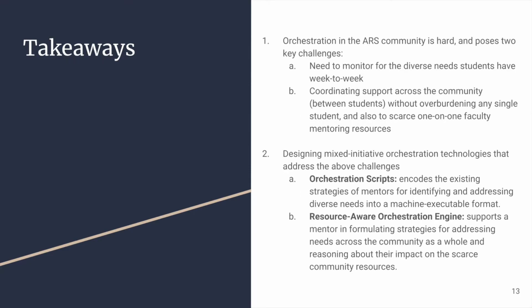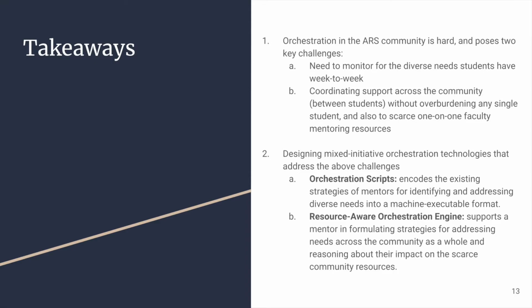And so the core takeaways for this quarter are that orchestration in an ARS community, or in a research community in general, even with good existing processes, is still hard, and it poses two key challenges. The first is the need to monitor for diverse needs week to week, and the second is coordinating the support without overburdening any single student. And second, we've started to design some mixed-initiative orchestration technologies that help to address some of these issues.